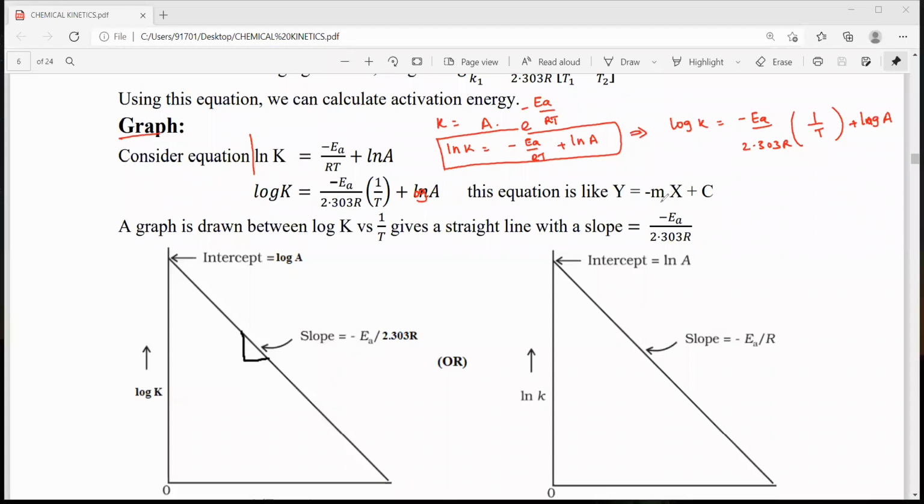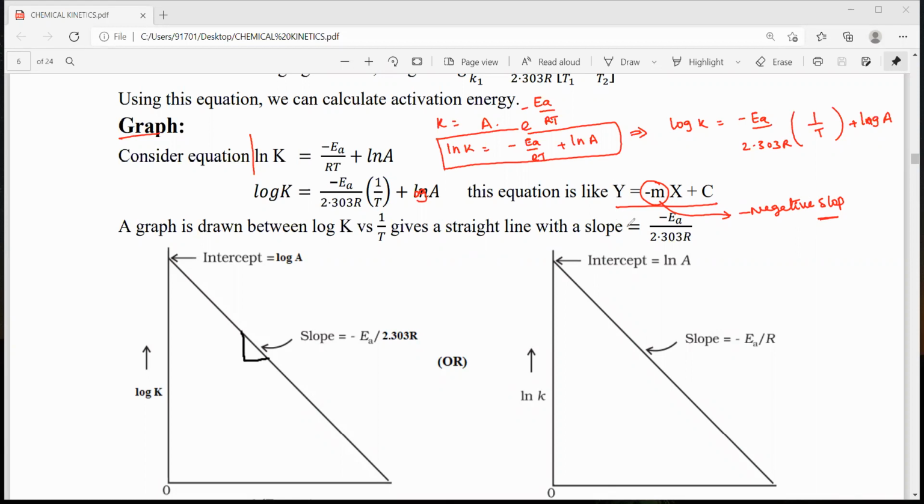Then these equations are like y equals minus mx plus c. Minus m means the slope is negative. It indicates the negative slope, dear students. Just take this equation like y equals mx plus c, y equals mx plus c.